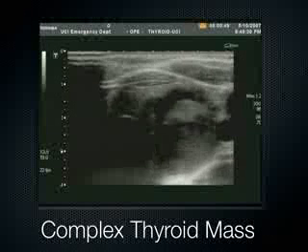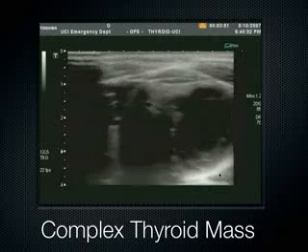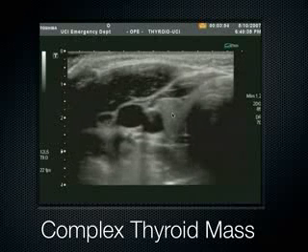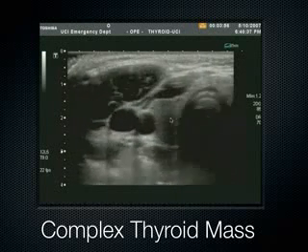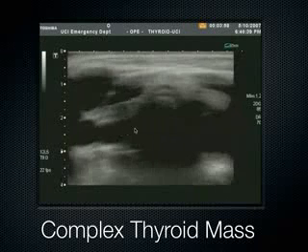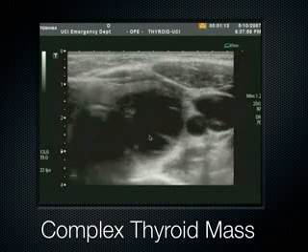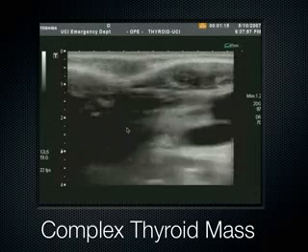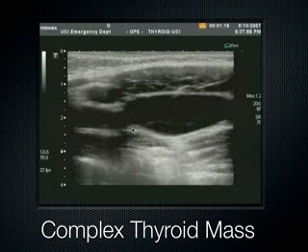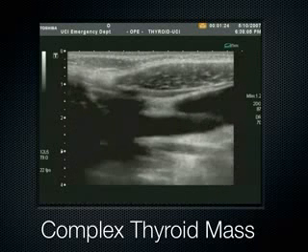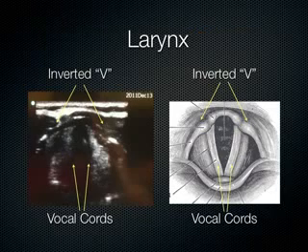And this is just another image here we were looking at of this complex thyroid mass. We see the internal jugular vein, the carotid artery, and it's almost hard to see. It's very hypoechoic with multinodularity to it. Some parts are hypoechoic, some parts are hyperechoic, and that's the kind of thing you definitely want to refer for a biopsy.